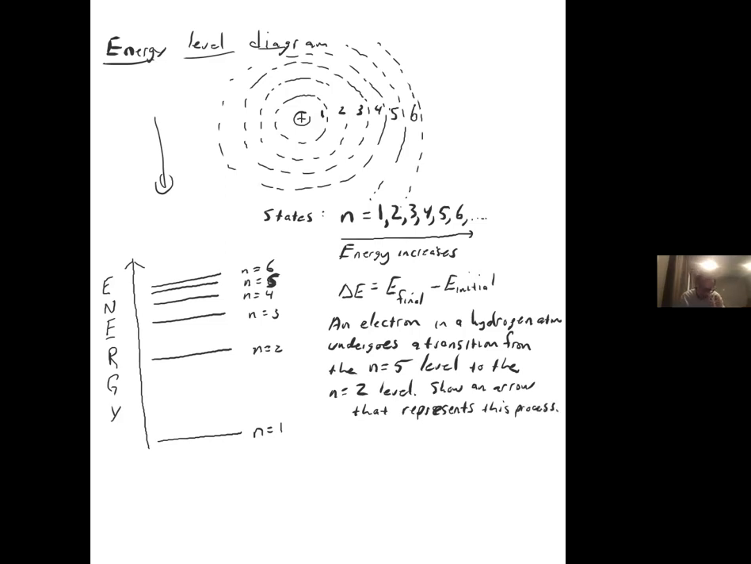So what I'm going to say is we're going from the n equals 5 to the n equals 2 level. The electron starts off here at n equals 5, and it's going to undergo a transition to the n equals 2, right? That arrow is representing the electron moving from the 5th level to a closer orbit, closer to the nucleus, the n equals 2 level. Now, show by calculation the energy change when this happens.